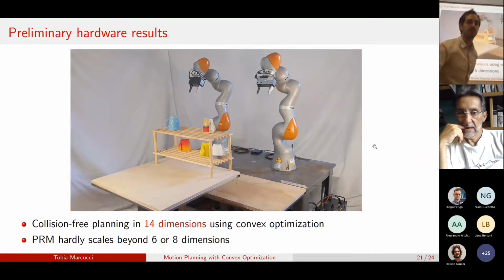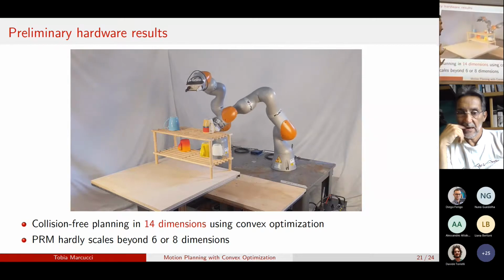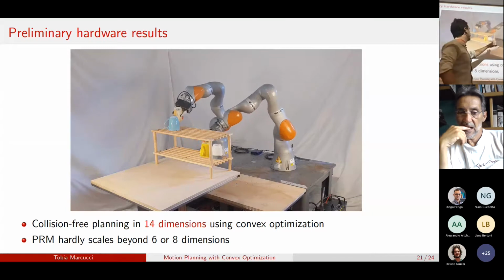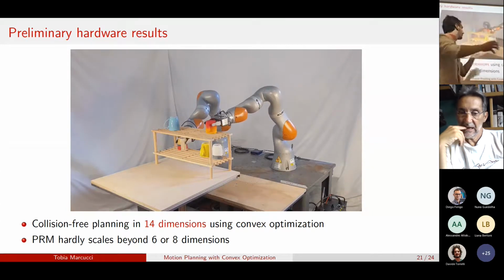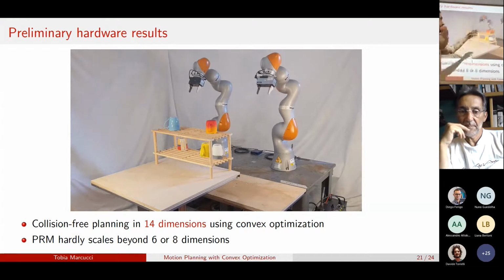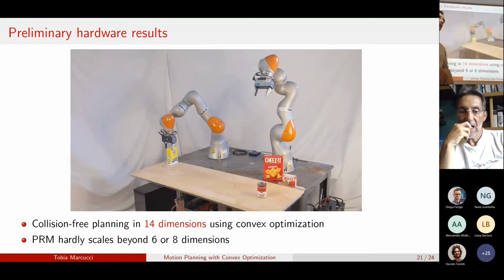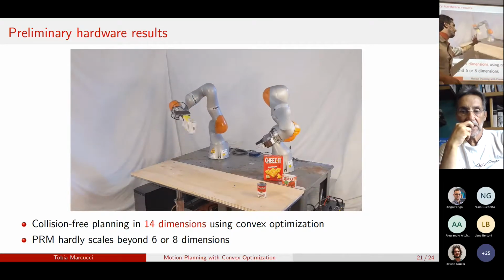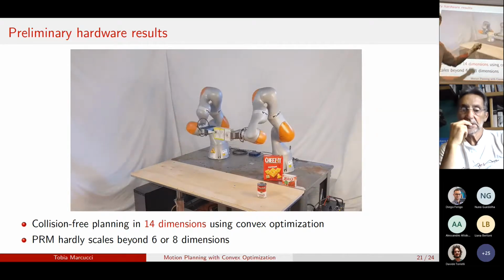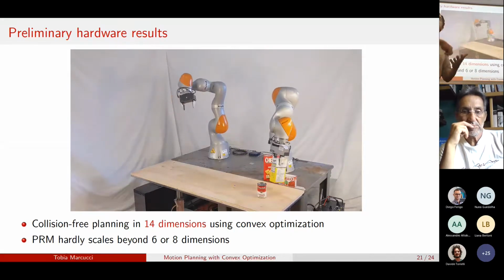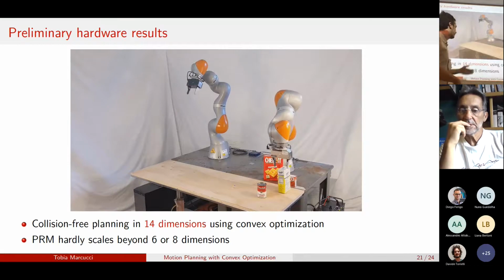Let me conclude by mentioning that now we are moving to much more complex motion planning problems. Here we have two KUKA arms that need not only to avoid collisions with the environment, but also with themselves. So here we are planning in 14 dimensions. Given the trajectory parameterization, this shortest path problem, I think, is in 180 dimensions, because we have multiple knot points of the trajectory that is parameterized as a polynomial that we need to optimize over.